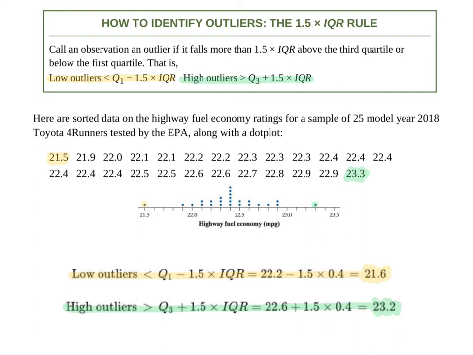For a low outlier, the Q1 ends up being 22.2, and then 1.5 times your IQR is 1.5 times 0.4, so that's 21.6, and 21.5 is less than 21.6. So that value right there is a low outlier. And then on the other end of the spectrum, we think this 23.3 might be an outlier. Let's calculate it. The Q3 here is 22.6, and then we add 1.5 times its IQR, which is still 0.4, and that ends up being 23.2. 23.3 is 0.1 bigger than 23.2, so that is a high outlier.